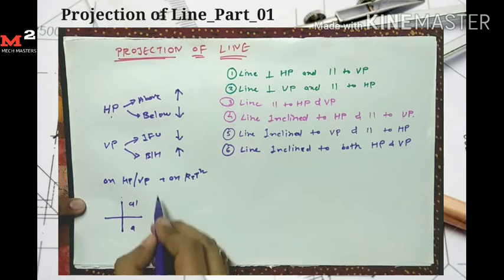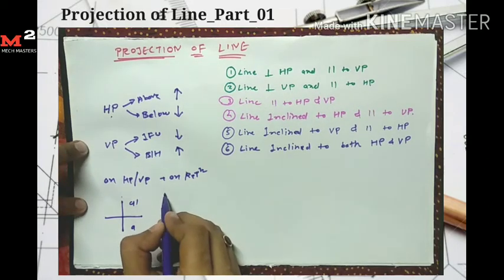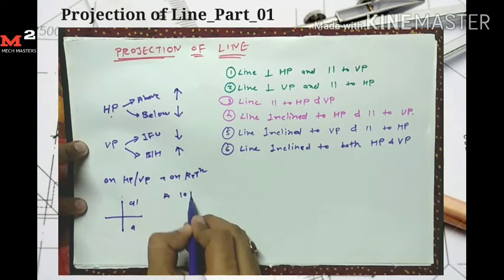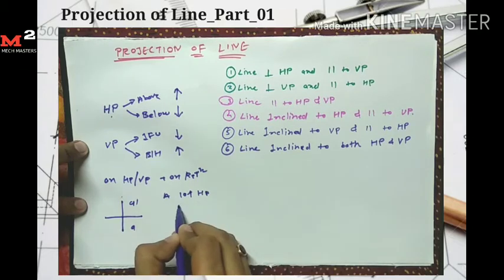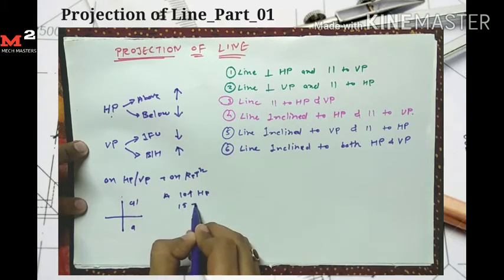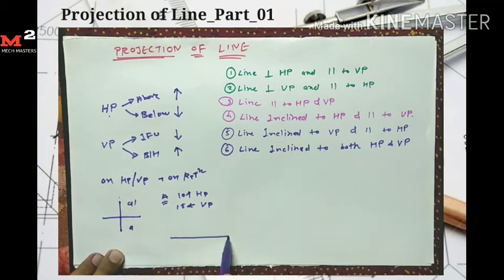For example, if I take one example that point A is 10 mm above HP and 15 mm behind VP, then first we draw the reference line. For 10 mm above HP, we take the distance 10 mm above and mark the point A dash. For 15 mm behind VP, we take the 15 mm on the same line here, measure 15 mm and mark the point A. So this is the right way to represent the front view and top view of the point.